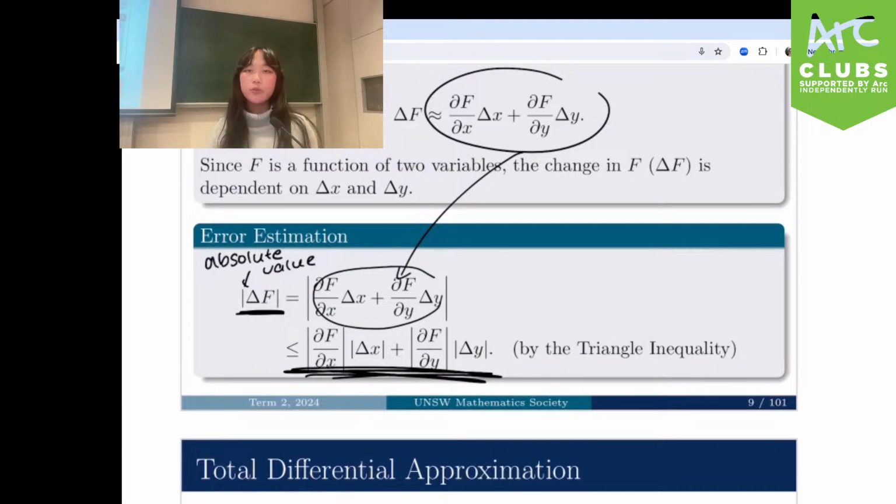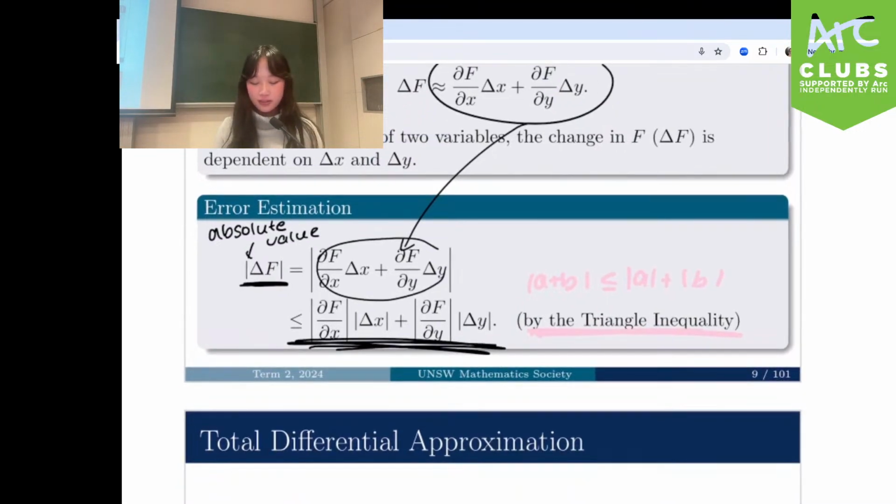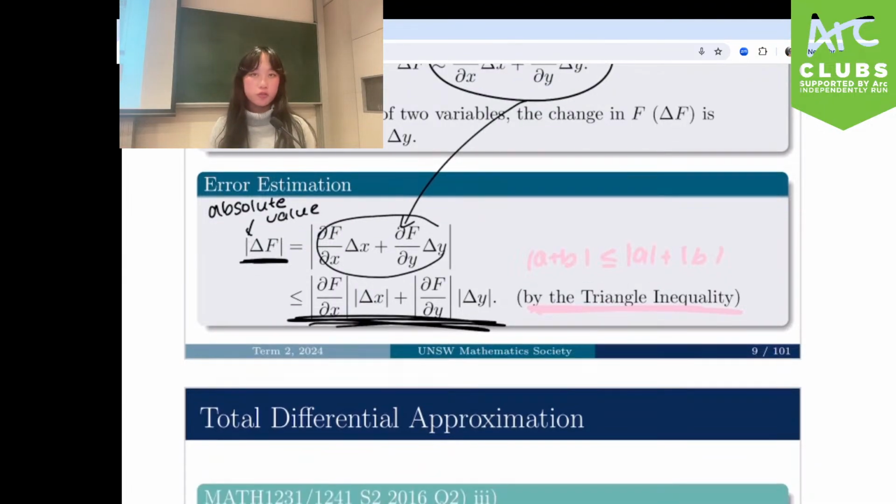The reason that we're able to obtain this upper bound is because the triangle inequality states that the absolute value of a plus b is less than or equal to the absolute value of a plus the absolute value of b. So because that thing on the right is greater than or equal to the thing on the left, we're able to obtain an upper bound. So this is a maximum for the estimated error. Okay? Wonderful. So let's do some questions with that.